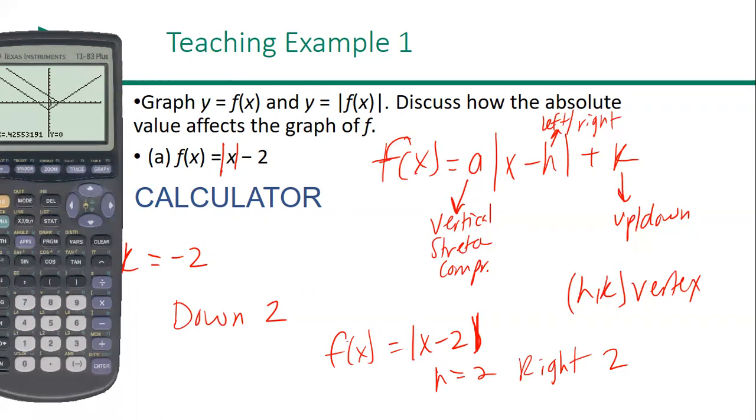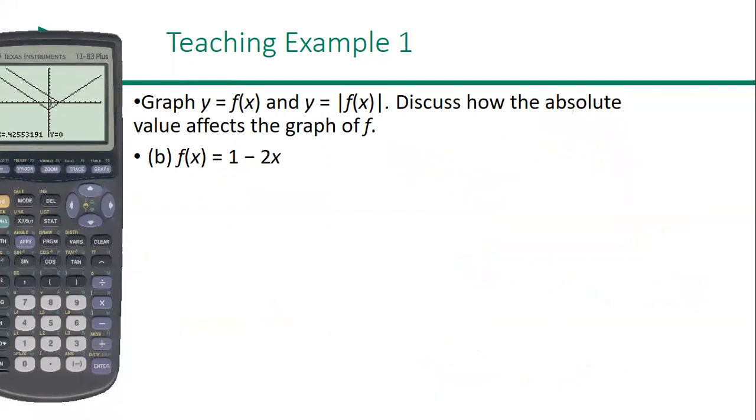So without any additives on, we're at the origin. Once we add additives, we start shifting around. Okay, now let's look at this one. It says, if we have 1 minus 2x, and it wants us to find the absolute value of 1 minus 2x. So this time, this one is f of x equals the absolute value of 1 minus 2x.